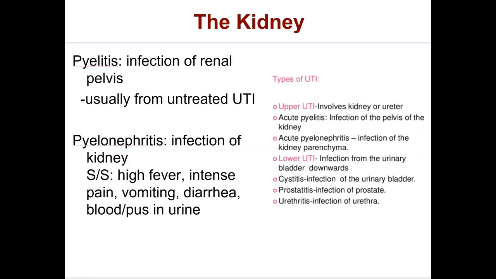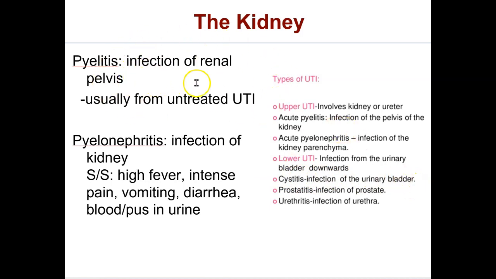When you see itis at the end of the word, you know it means infection, inflammation. So there's pyelitis and pyelonephritis. So pyelitis is an infection in the renal pelvis. And a lot of times it comes from an untreated UTI, urinary tract infection. Now, we can have upper and lower. Upper UTIs are going to be in the kidney or the ureter because they're higher up. Lower tend to be in the urinary bladder or the urethra. So you might have heard of cystitis, which is an infection of the urinary bladder, a bladder infection.